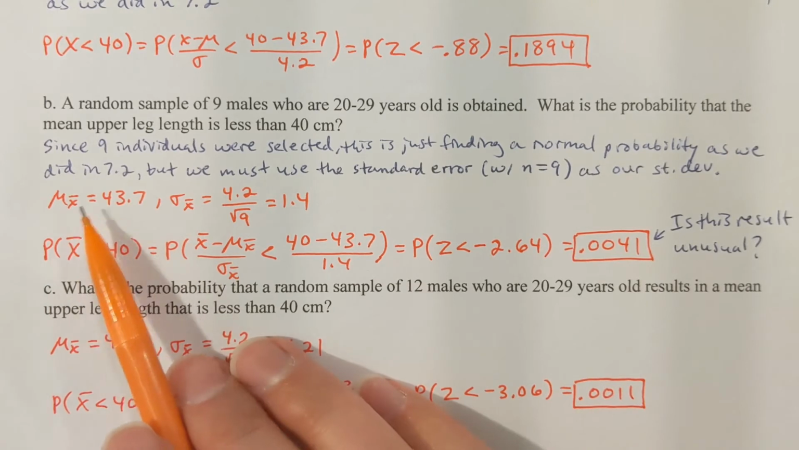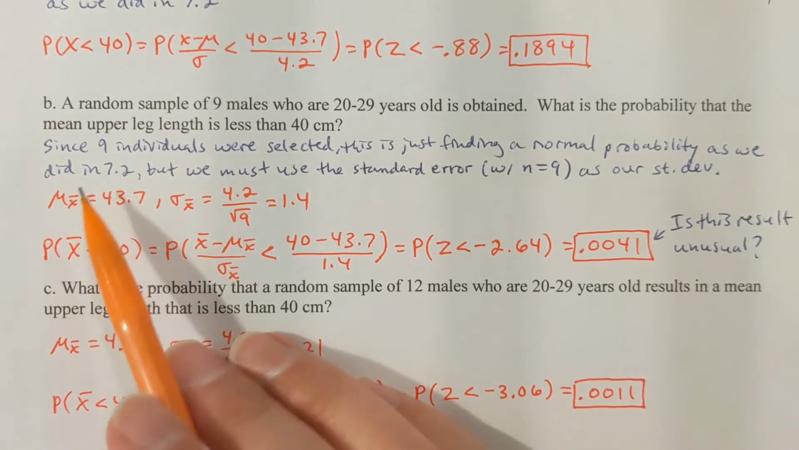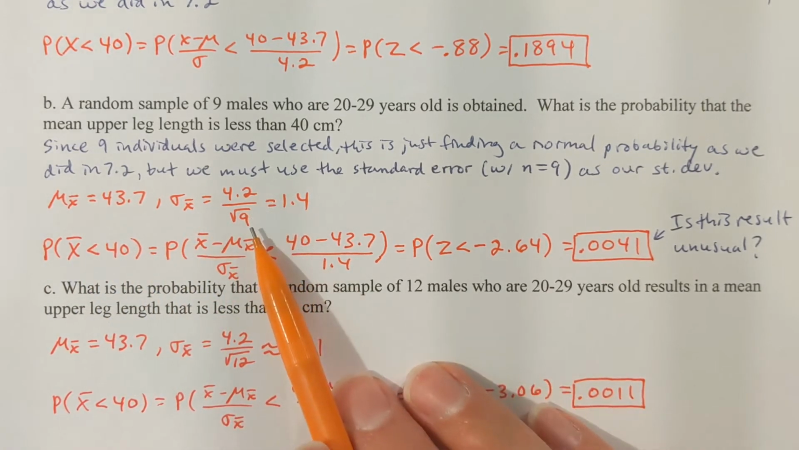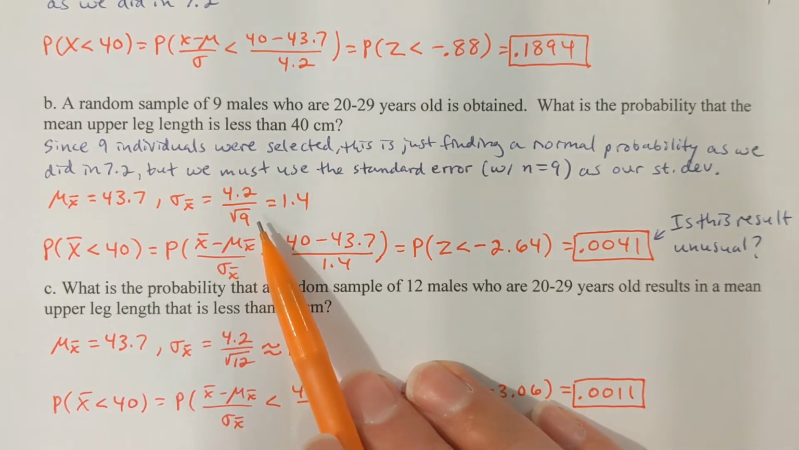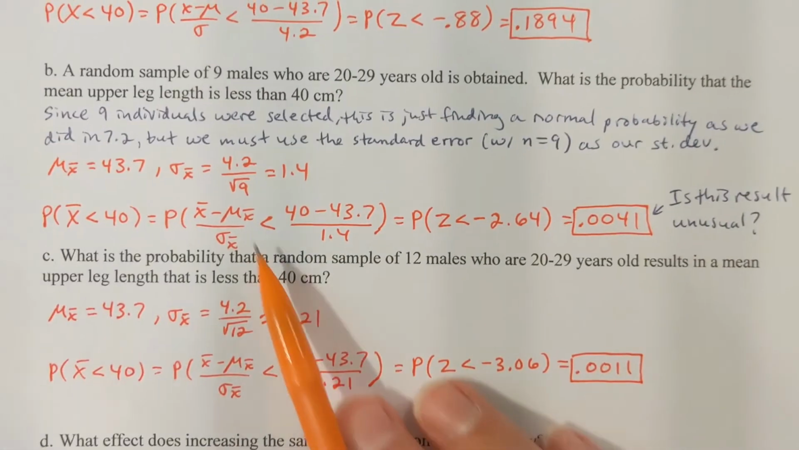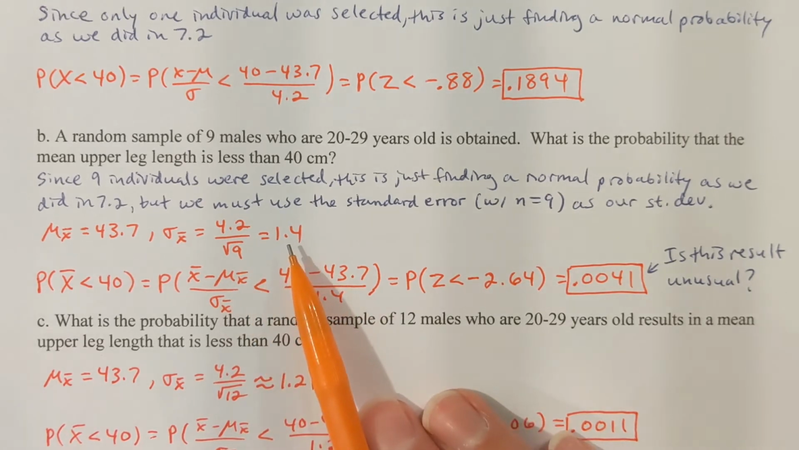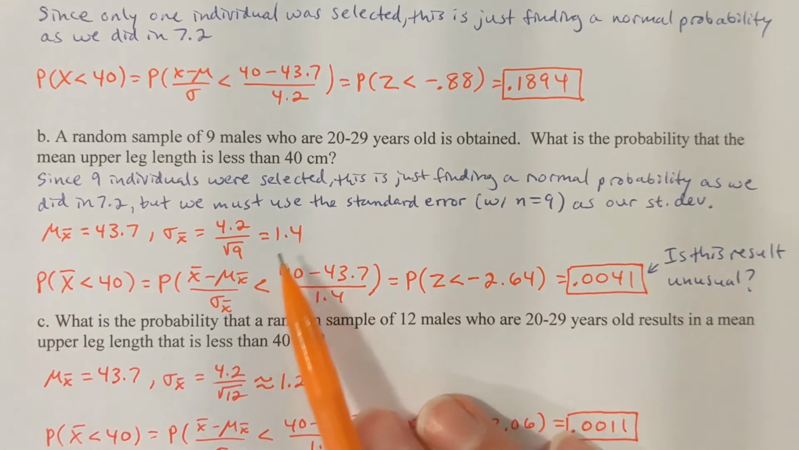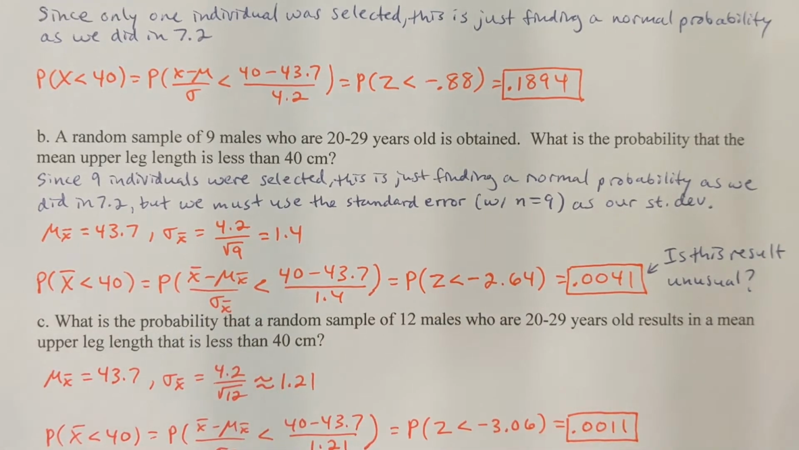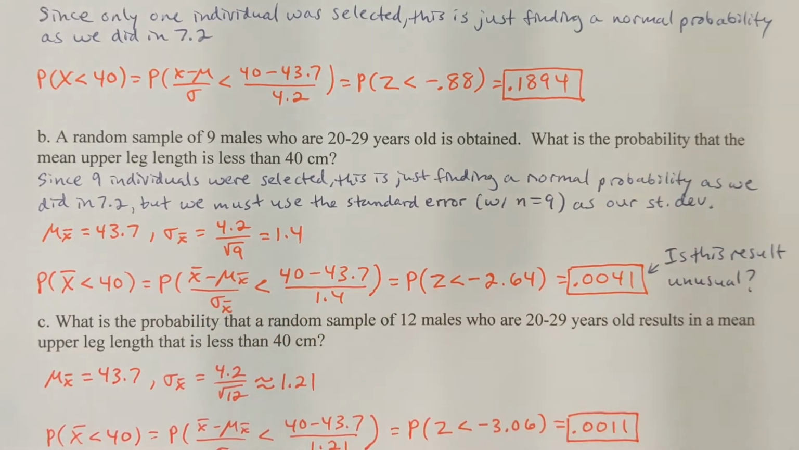Now remember, the mean of the sample means is the same as the population mean, so mu sub x bar is the same as mu. Sigma sub x bar is sigma divided by the square root of n. Sigma is 4.2 for this problem, and n is 9, and the square root of 9 is 3. If you take 4.2 divided by 3, you get 1.4, and that's exact. That's sigma sub x bar. So that's not a whole lot of spread in the sample means. We can see this is a small number.